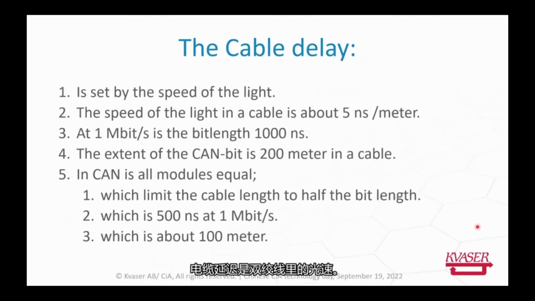The cable delay is given by the speed of light in the twisted pair. The speed of light in the cable is about 5 nanoseconds per meter. At 1 megabit per second the bit length is 1000 nanoseconds. The extent of such a CAN bit is 200 meters in the cable. In CAN all modules are equal during arbitration, which limits the cable length to half the bit length, which in this case is 500 nanoseconds at 1 megabit per second, which corresponds to about 100 meters of CAN bus.